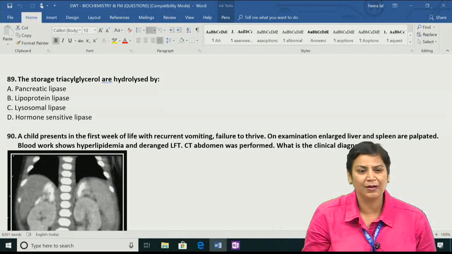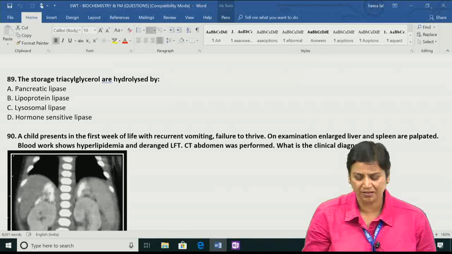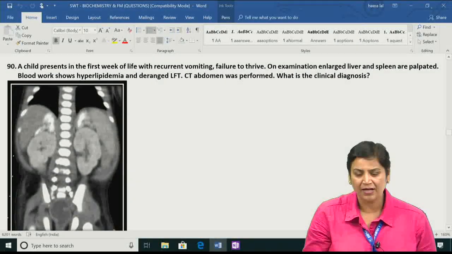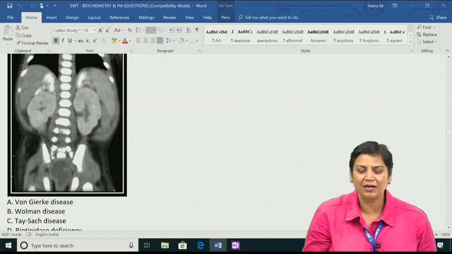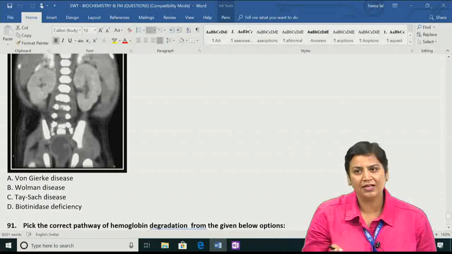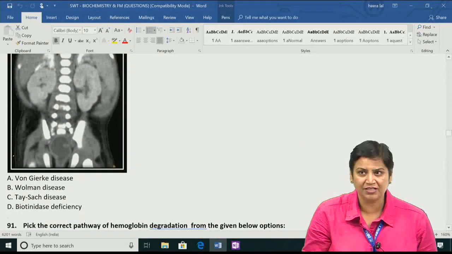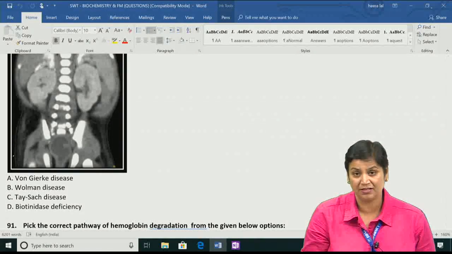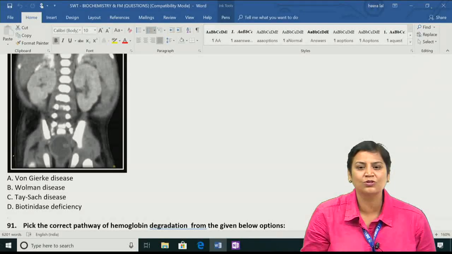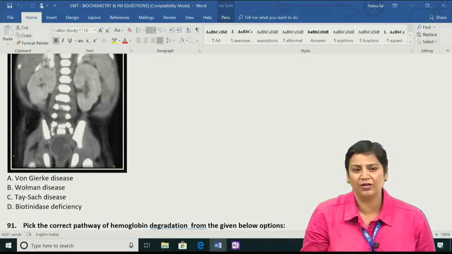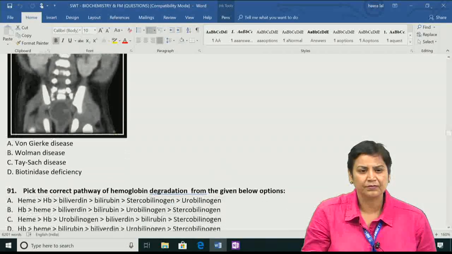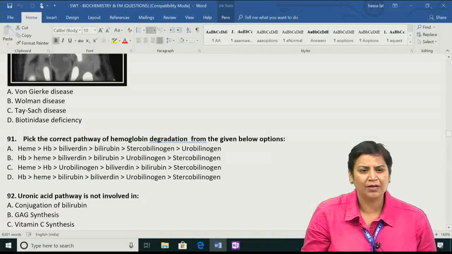Then a child present in the first week of life with recurrent vomiting, failure to thrive. On examination, enlarged liver and spleen were palpated, and blood work shows hyperlipidemia and deranged LFTs. So if we see, this is nothing but again calcification of the adrenal glands is there. Hyperlipidemia is there because there is increase in the concentration of TGs, which is again a characteristic feature of Wolman's disease. And the deficient enzyme here is cholesterol ester hydrolase. Right? Then question number 91.